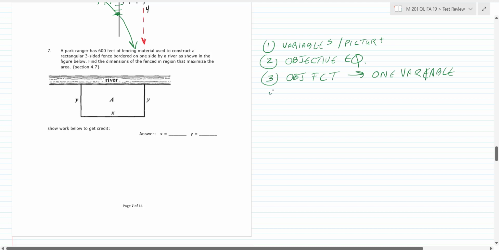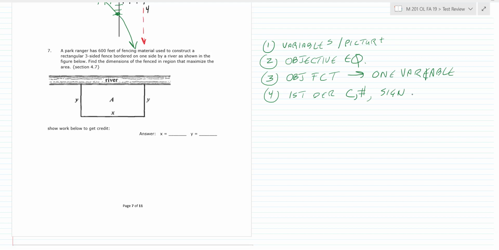Okay, so once you get down to that point, you do the first derivative, you find critical numbers, you do a sign chart. If it's necessary to do a sign chart, you can do that to verify if something's a max or a min. You could even do the second derivative test if you wanted to.